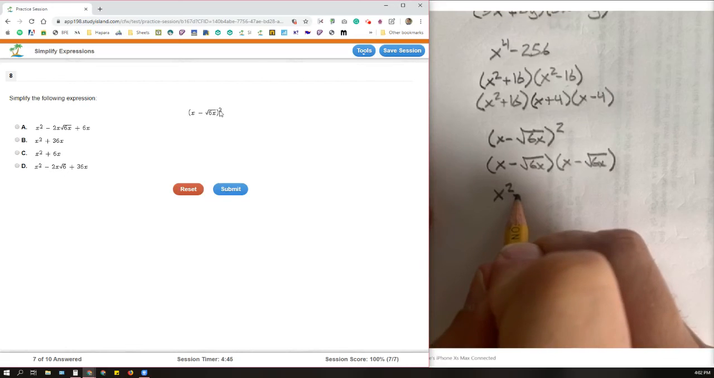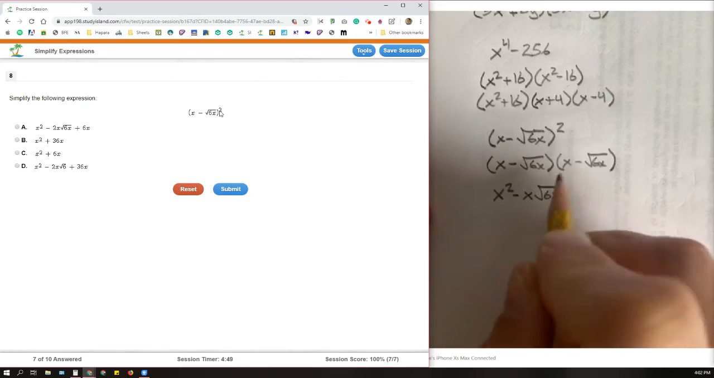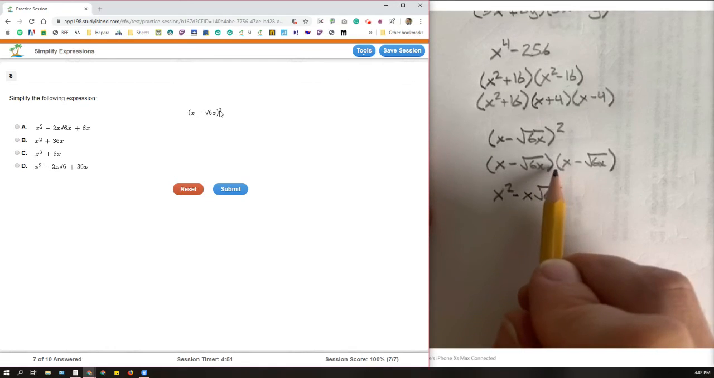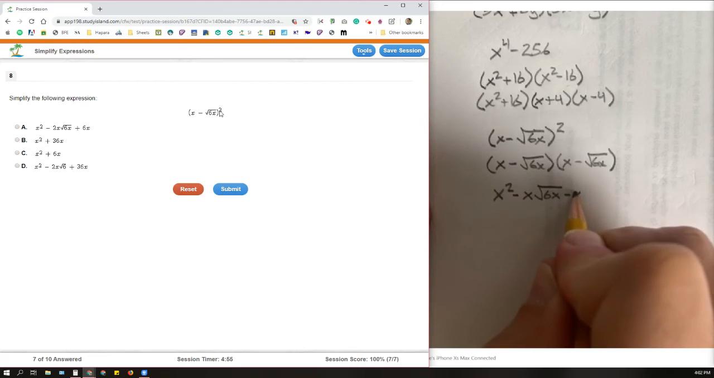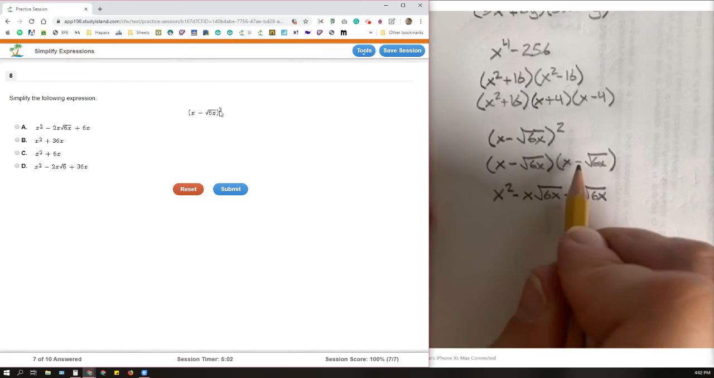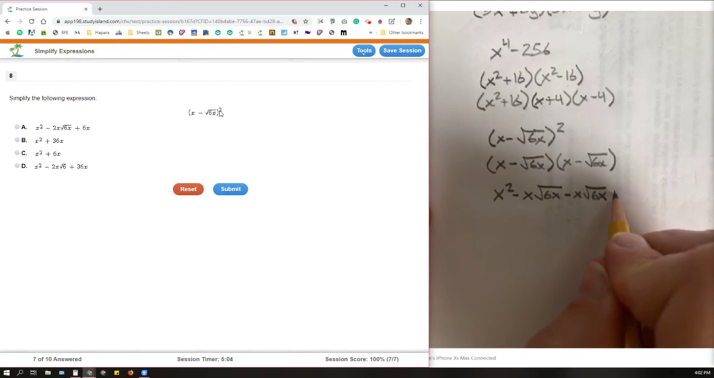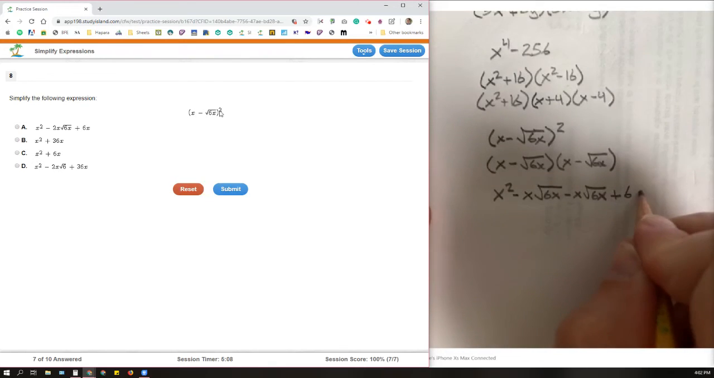So I'm just going to write minus x root 6x, like that. Then I have the exact same two things being multiplied: negative square root of 6x times x. So again, minus x times the square root of 6x. And then lastly, I have negative square root of 6x times itself. So it's going to be positive, and the square root of 6x times square root of 6x is 6x.